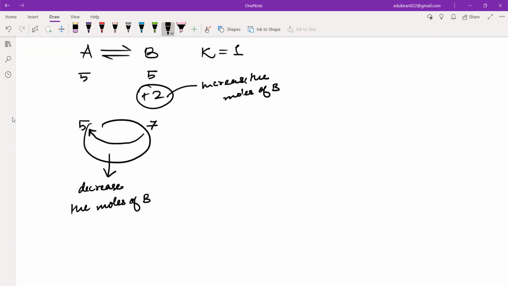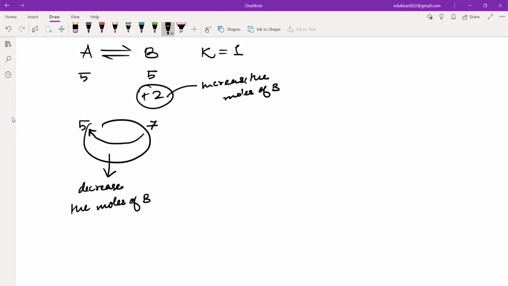Now, whatever we are going to do, if I'm at equilibrium, now we are talking about after we have achieved equilibrium, and if I want to disturb that equilibrium, whatever disturbance the human is creating, the system will change its direction, or it will move towards a particular direction where the disturbance has been lowered. So if I try to increase the number of moles of B, the system will try to decrease it. If I try to decrease the number of moles of B, the system will try to increase it.